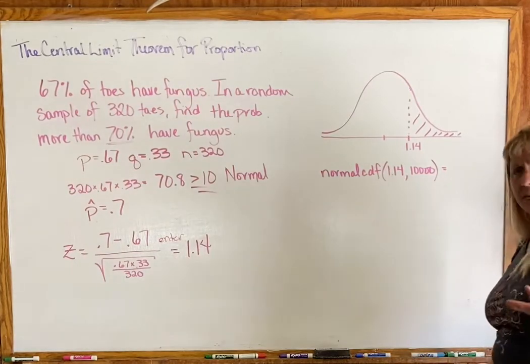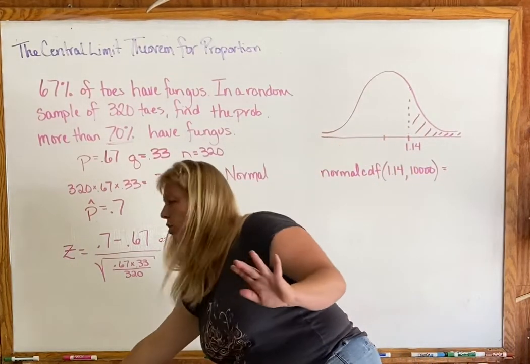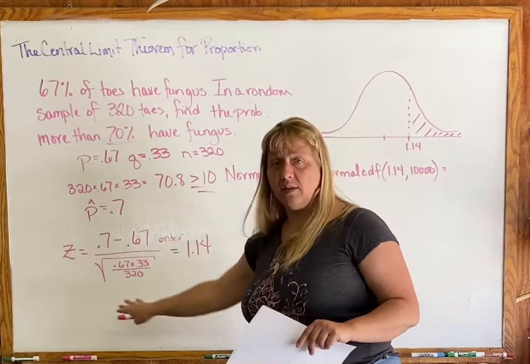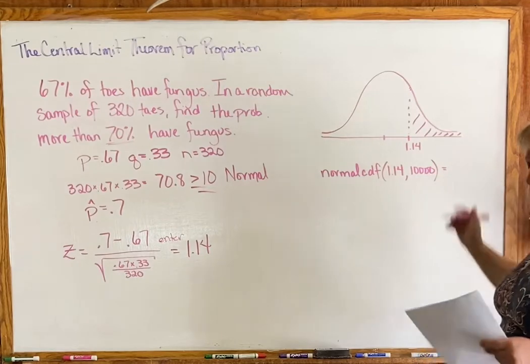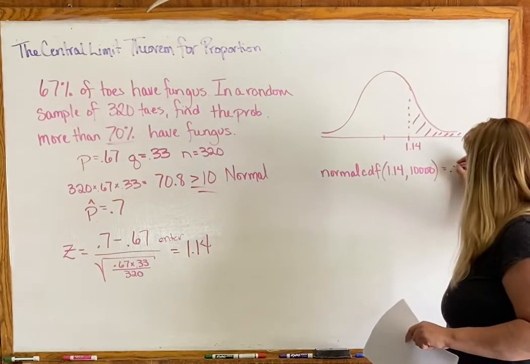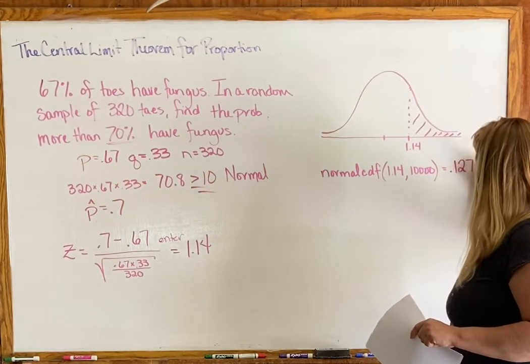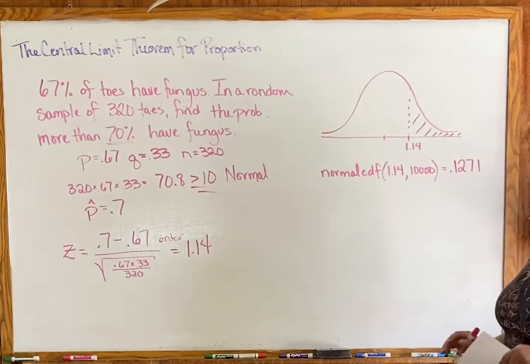So same button we've always been using. No difference there. The z-score is different, but what we do in the calculator, it's not. It's all the same because we still have our normal curve. So I got an area of 0.1271.